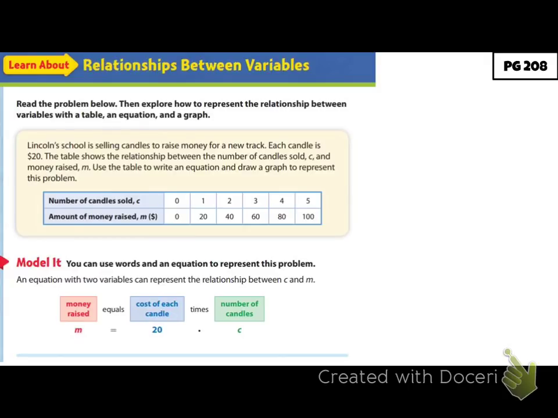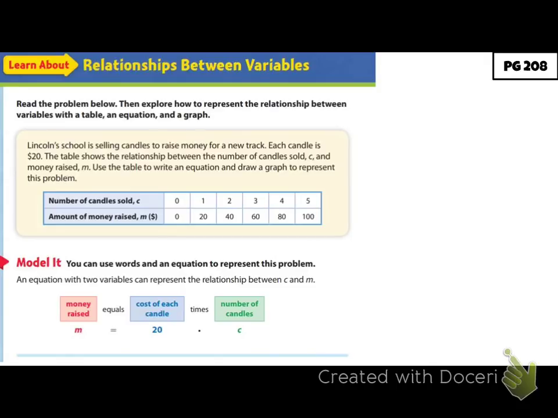So let's look at relationships between variables. In this problem, it says Lincoln School is selling candles to raise money for a new track. Each candle is $20. The table shows the relationship between the number of candles sold, C, and the money raised, M. Use the table to write an equation and draw a graph to represent this problem.